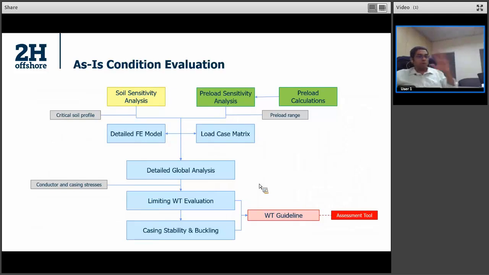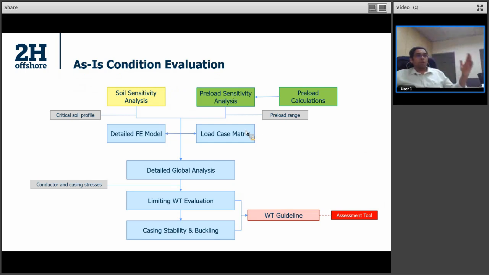So in this particular slide, I tried to condense the overall as-is condition evaluation into a very simple flow matrix. After we gather all of the necessary input data in terms of the actual as-is condition, soil, and metocean, we set up the finite element model that is representative of the as-is condition. And we combine that with the load case matrix, such as the existing production scenario, future, any workover scenario that has been mulled. So all of that needs to be captured as the load case matrix: normal operating condition, extreme storm loading conditions, including fatigue loading.